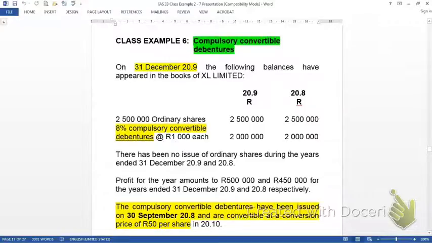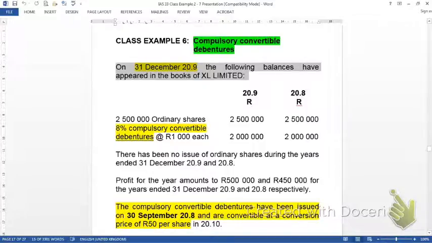Earnings per share, class example number 6. We are looking at compulsory convertible debentures. We start off with the first bit of information. Again, it says 31 December 20.9. The following balances appeared in the books of XL Limited.